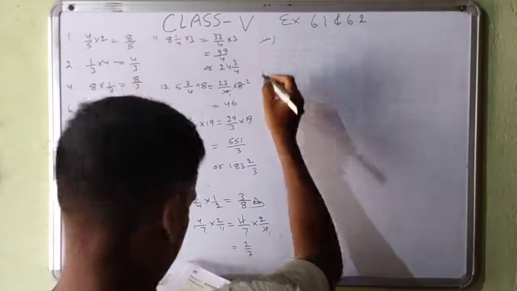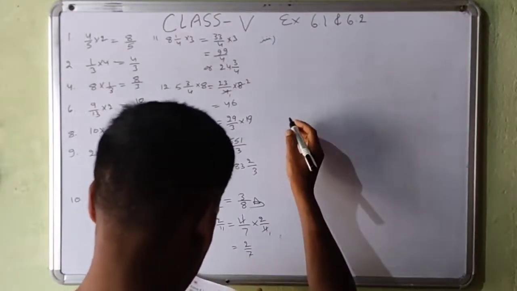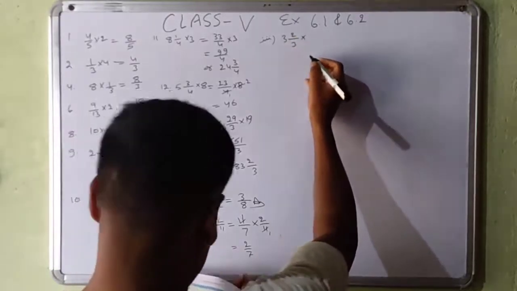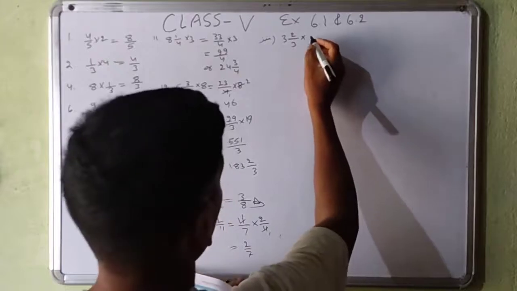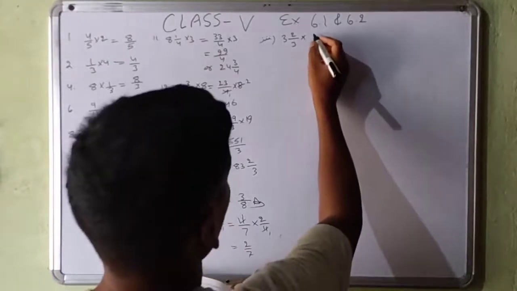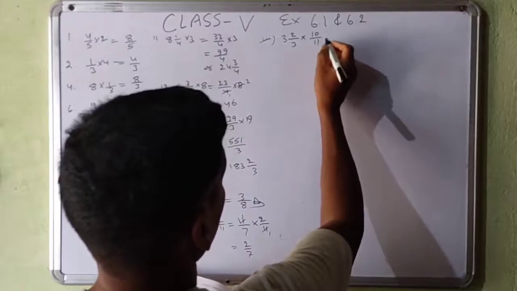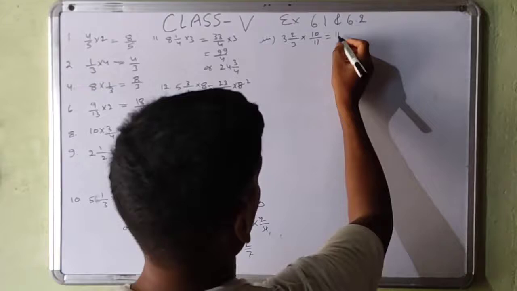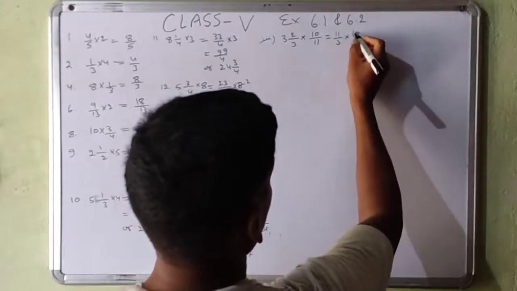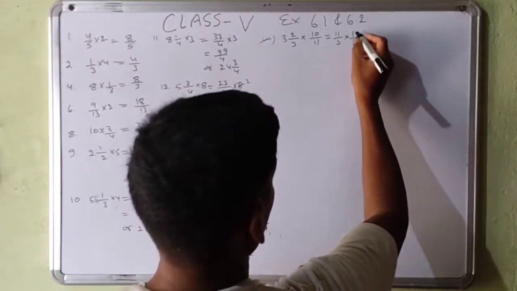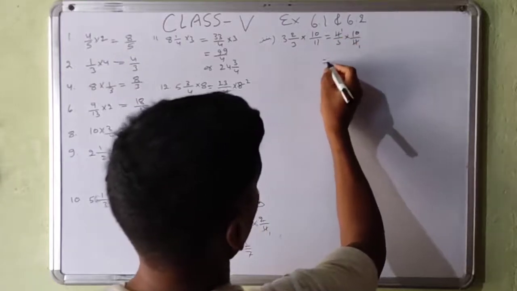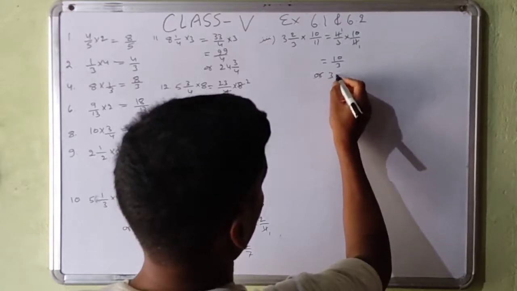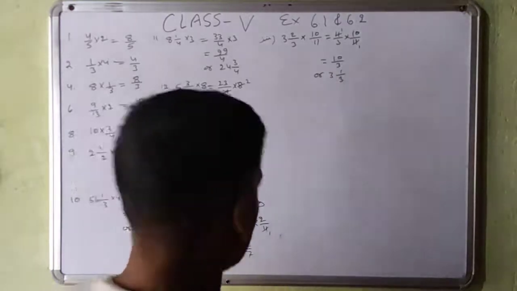Third part, that is 3 whole 2 upon 3 multiplied by 10 upon 11. So that will be 3 3s are 9, 11 upon 3 multiplied by 10 upon 11. So 11 1s are 11, 1s. So that is 10 upon 3, or you can write in mixed fraction, then there will be 3 3s are 9, and then 1 upon 3.